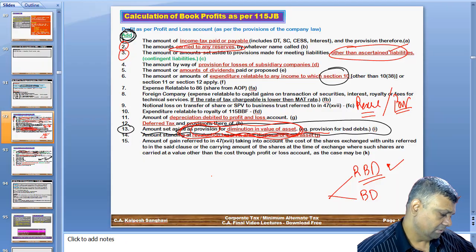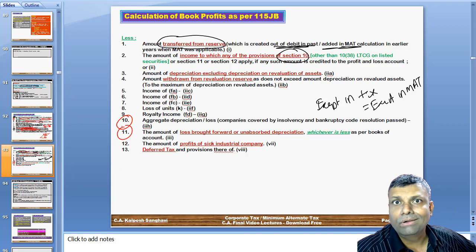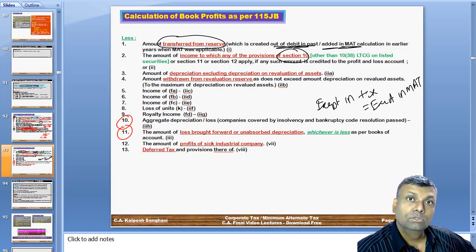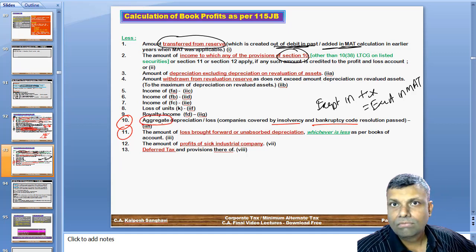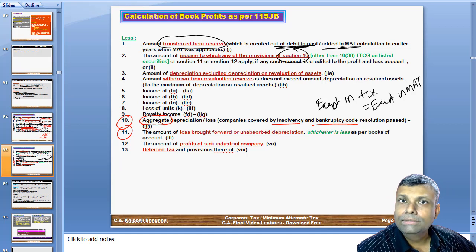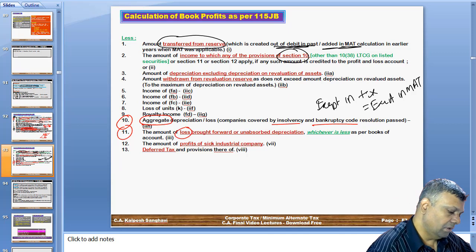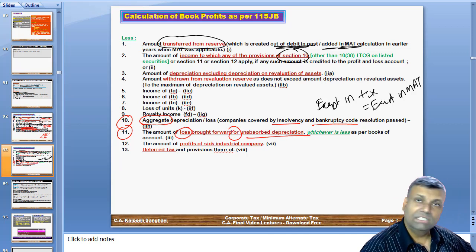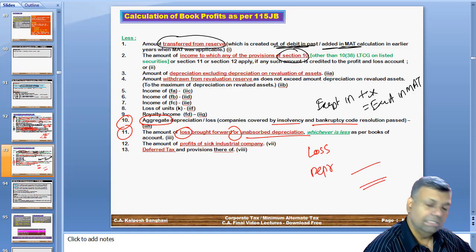So come to this point. Let me come to this page of less. These are the relevant points with respect to your brought forward losses in the books. So in the MAT calculation, you got to go with the book numbers. If you are covered by the Insolvency and Bankruptcy Code, then it is the aggregate figure. But if you are not covered by the Insolvency or the Bankruptcy Code, that means it is the amount of the loss or the unabsorbed depreciation, whichever is less. So loss or the depreciation, whichever is less.